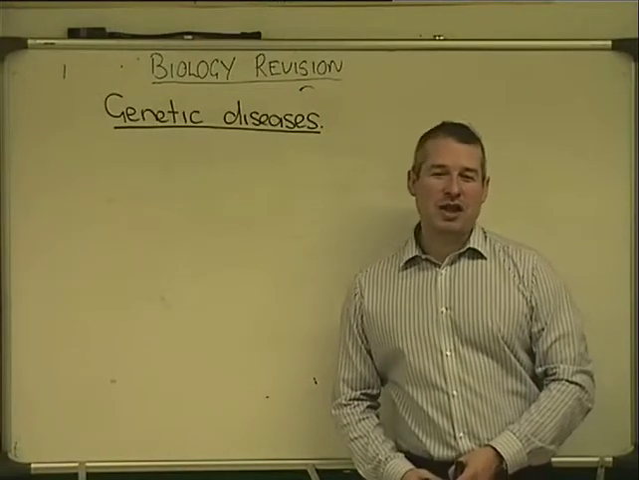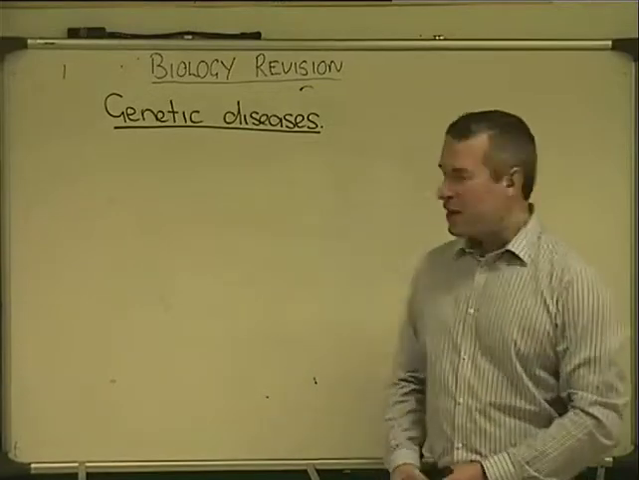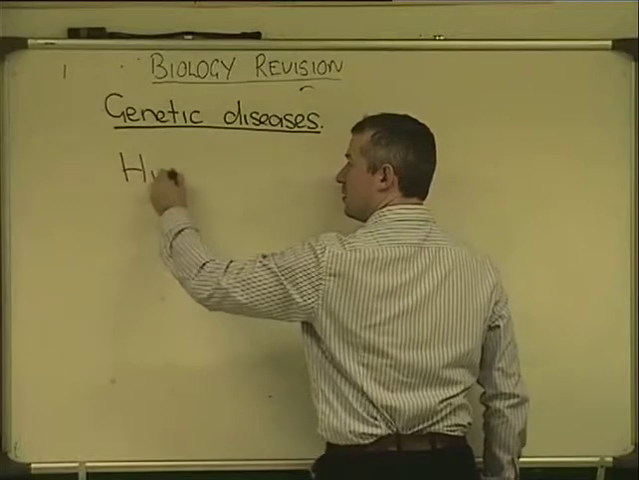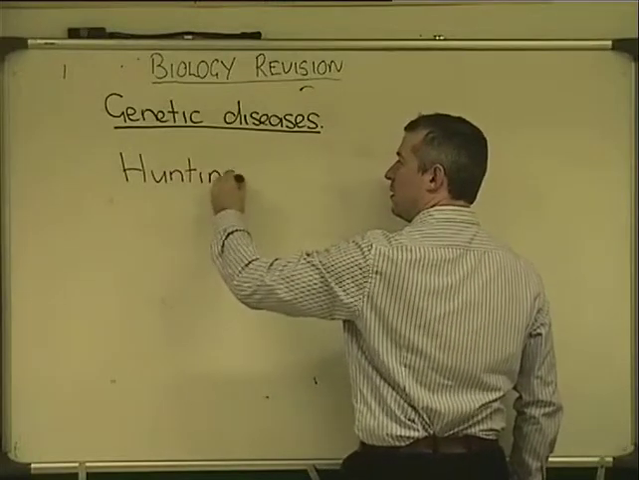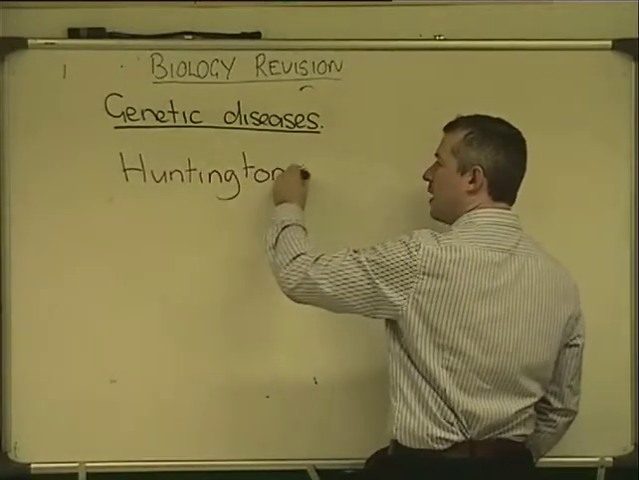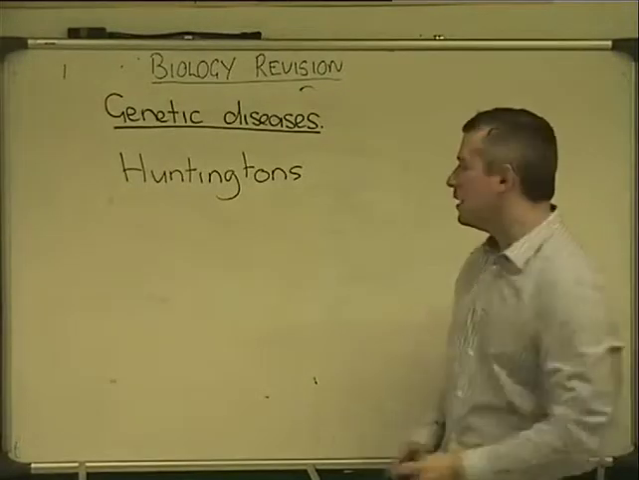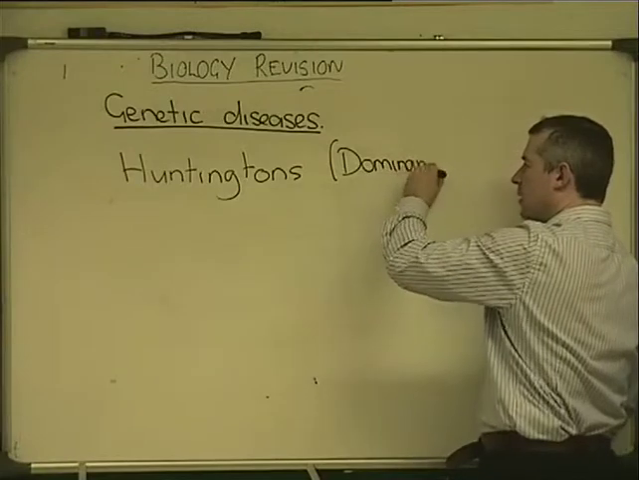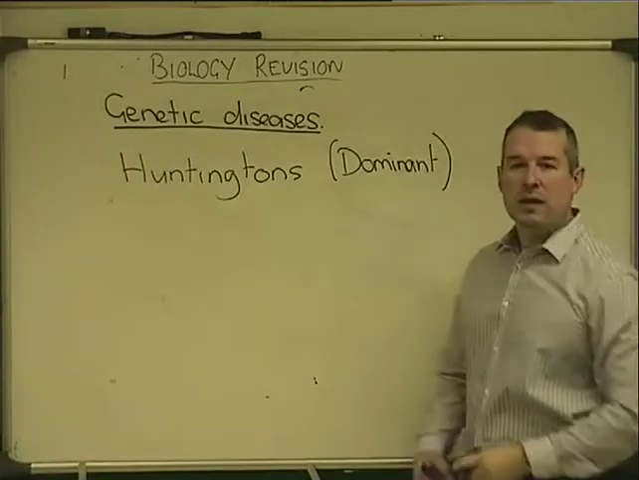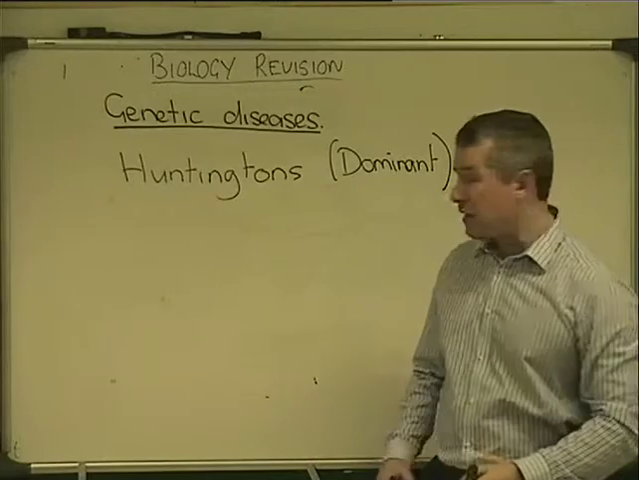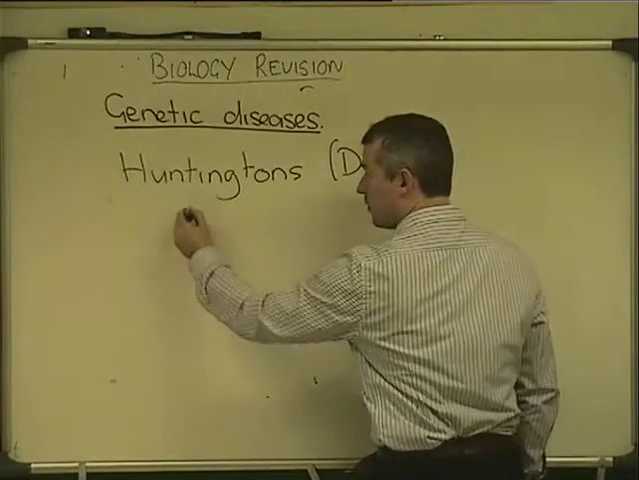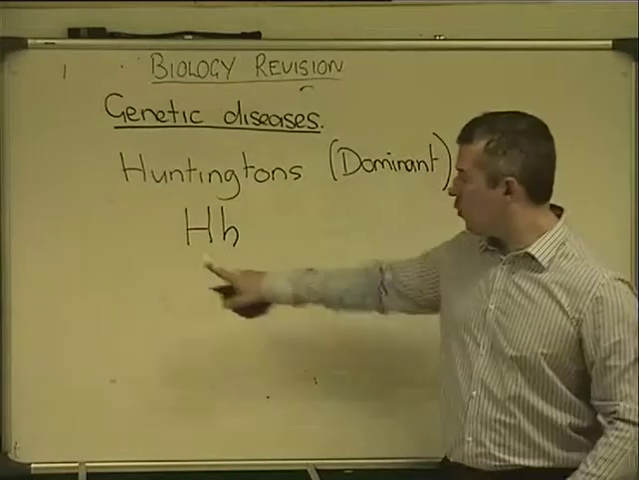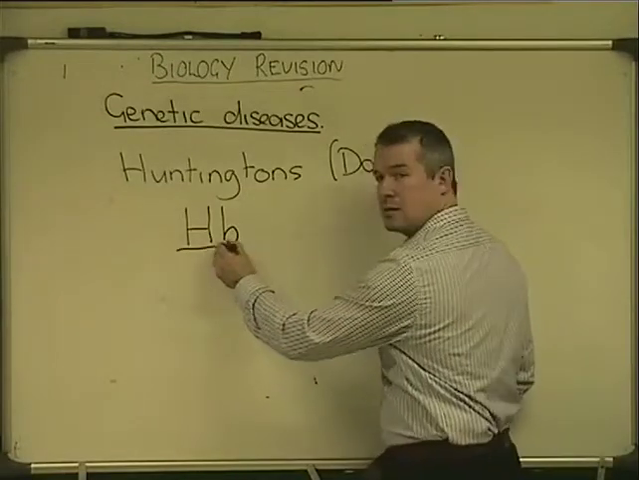Okay, welcome back. We're looking at genetic diseases, part 2. Now, there are 2 diseases you need to know about for your examinations, okay? These are called Huntington's disease. And the thing to remember about Huntington's disease is that it is caused by a dominant allele, okay? Which means the genotype of the person carrying Huntington's is going to be that, because we only need one allele to get the disease, okay?